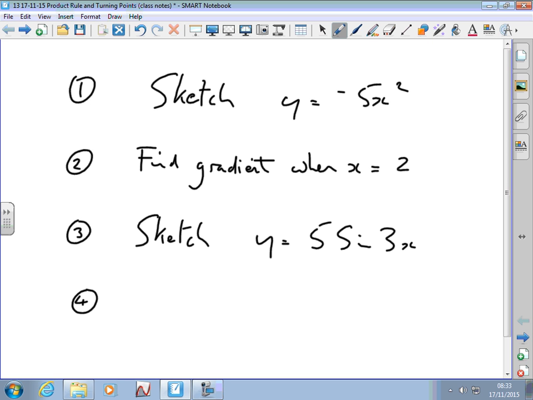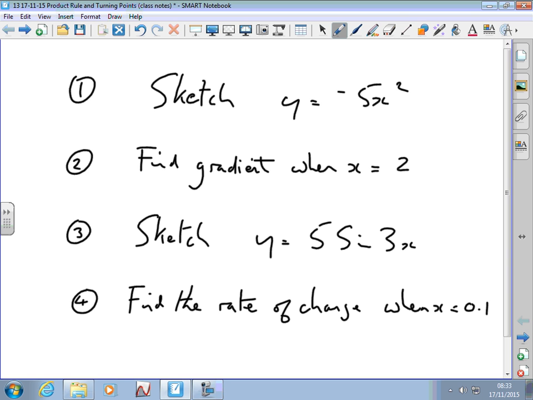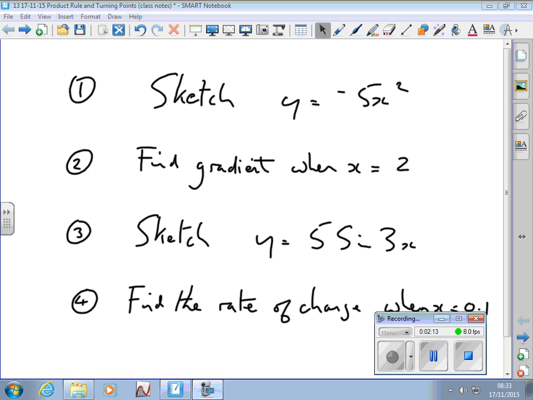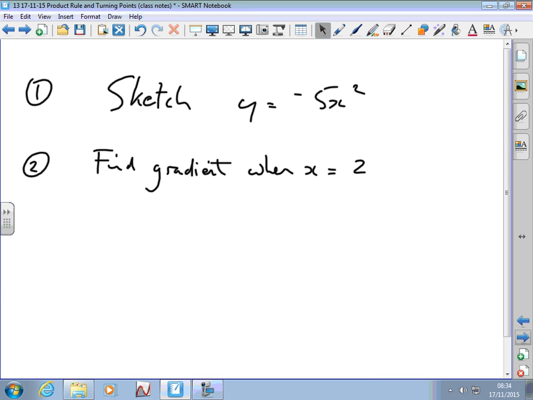And then find the rate of change when x equals 0.1. These shouldn't take long. Think about what the differential tells us. So first off, sketch the curve.